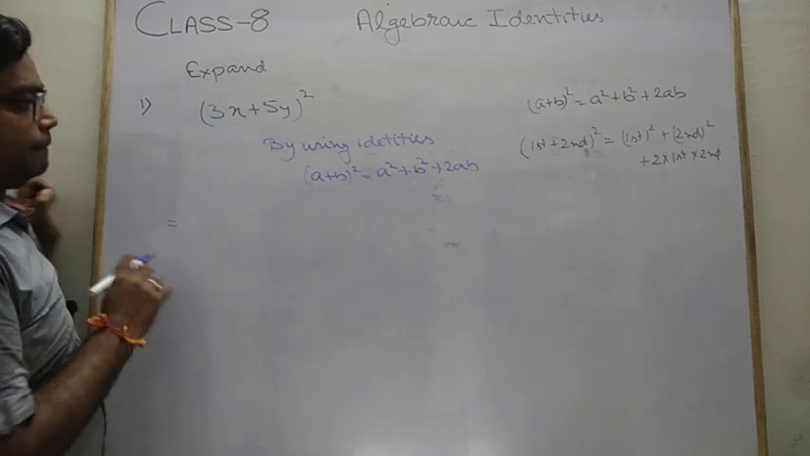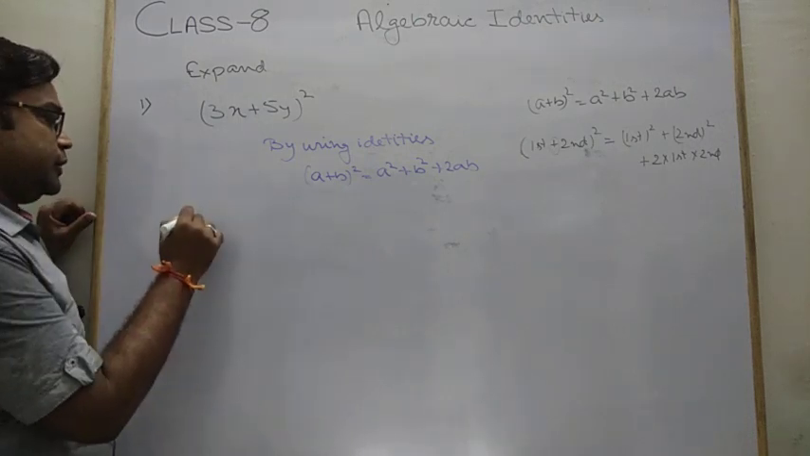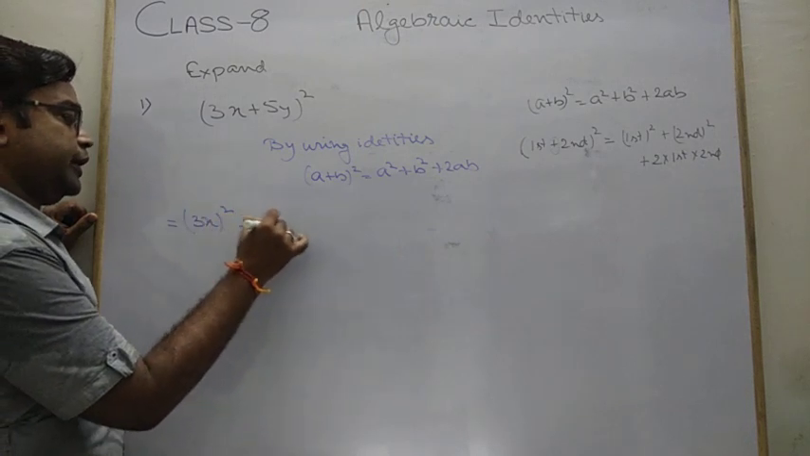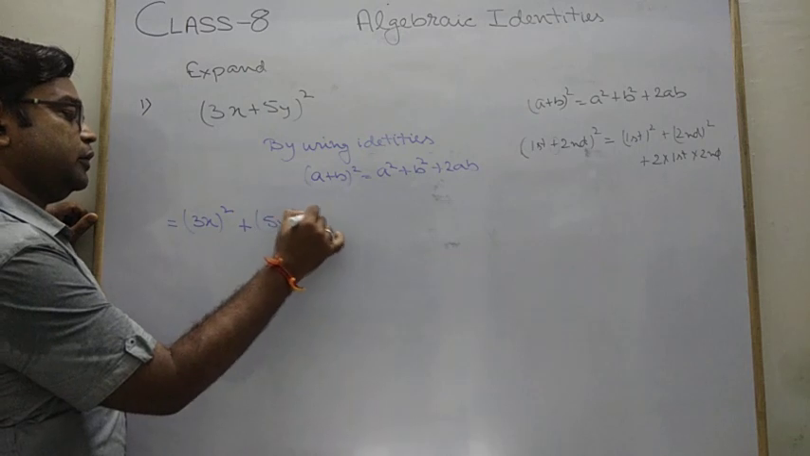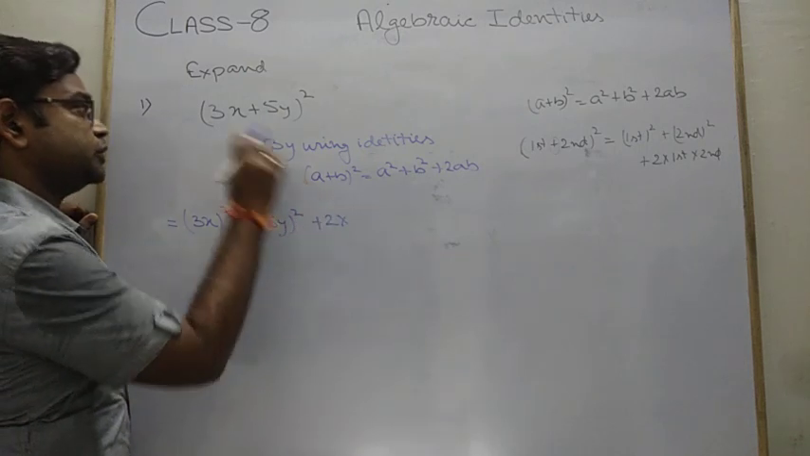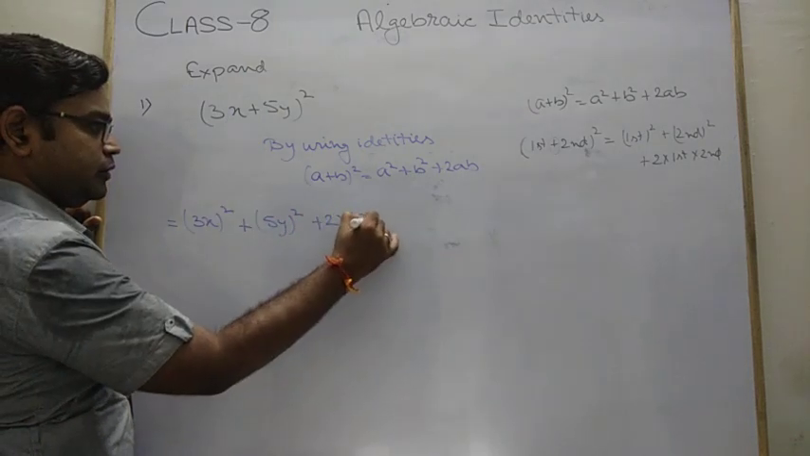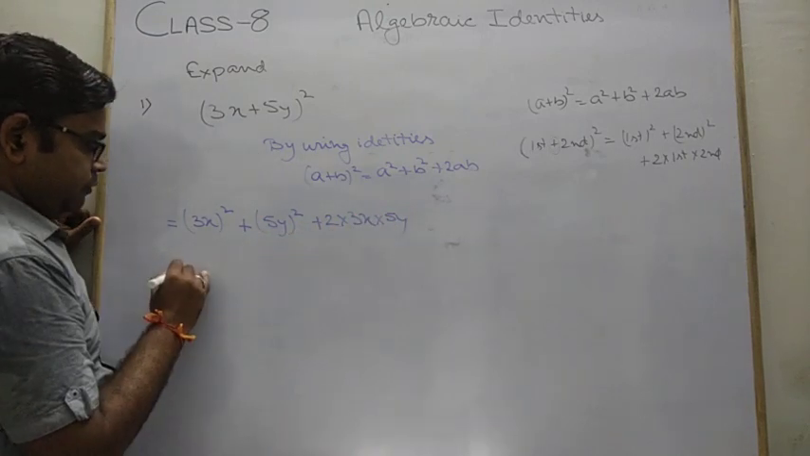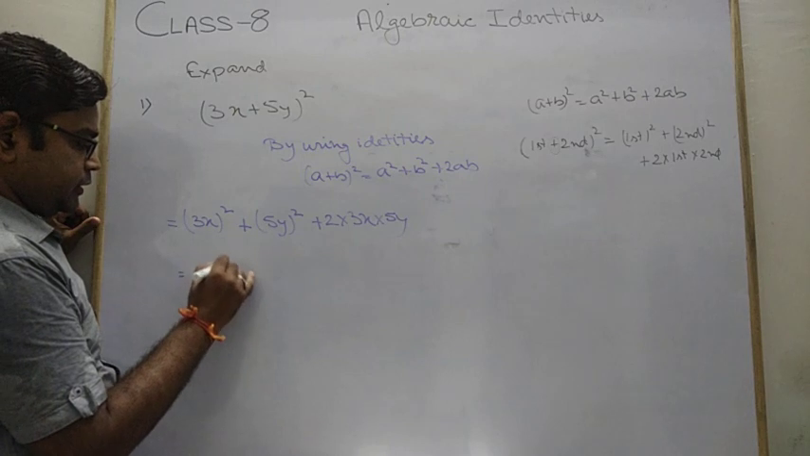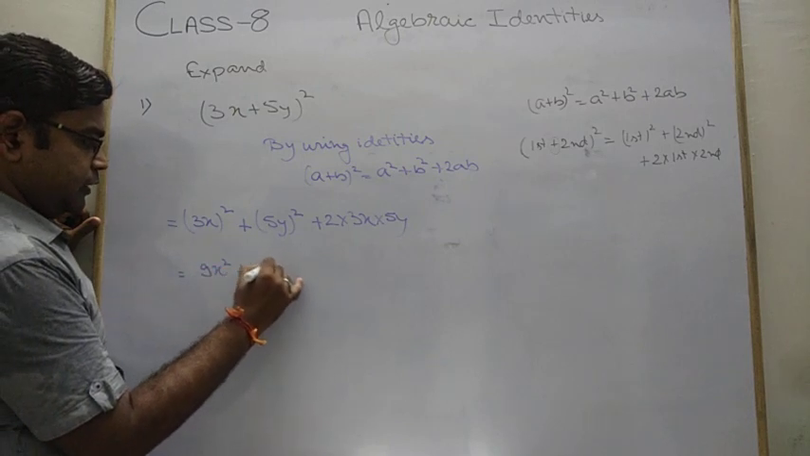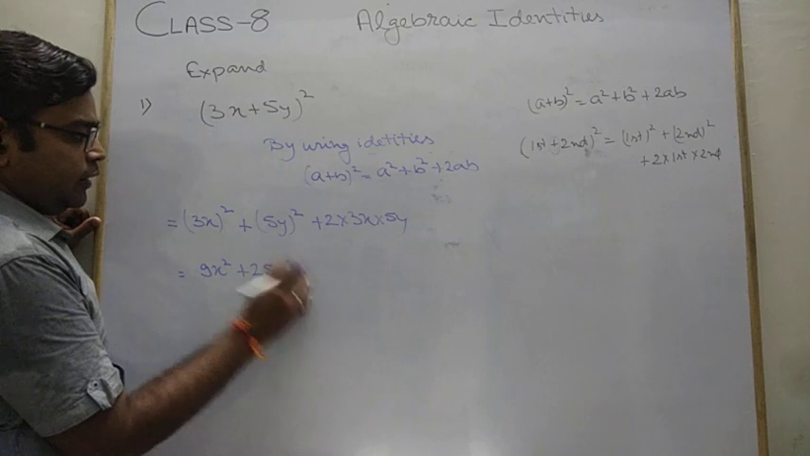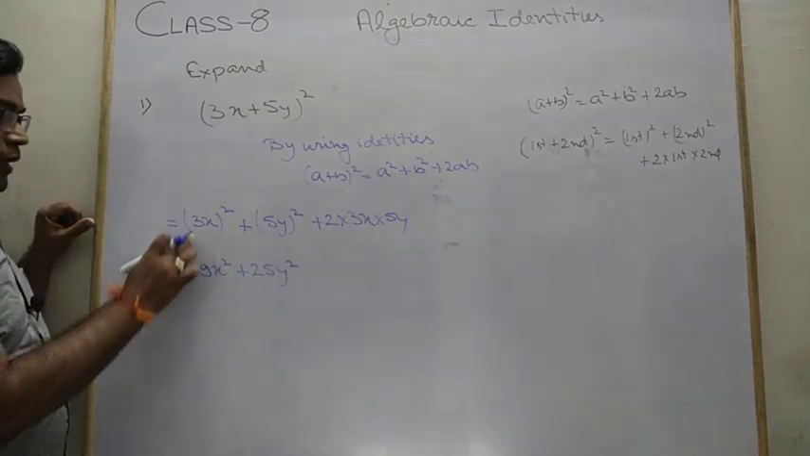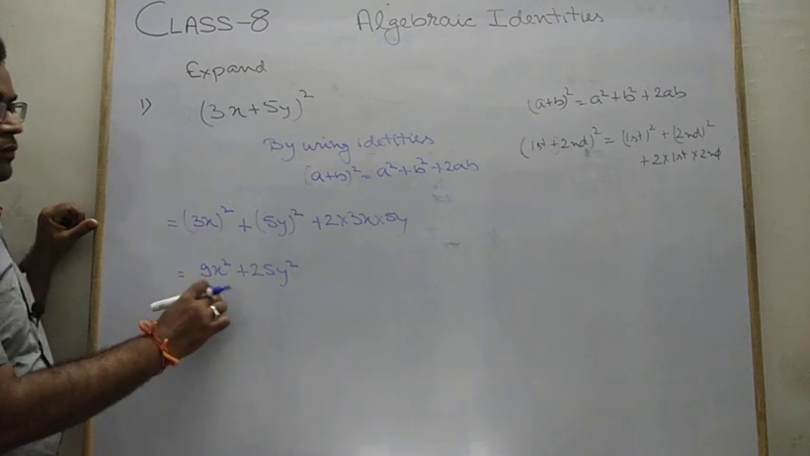Therefore, (3x) square, first term square, plus second term square, plus 2 into first term. What is the first term? 3x. What is the second term? Plus 5y. When we multiply, it's 9x square plus 25y square. 5 5s are 25, y is y square. Similarly, 3 3s are 9 and x is x square.